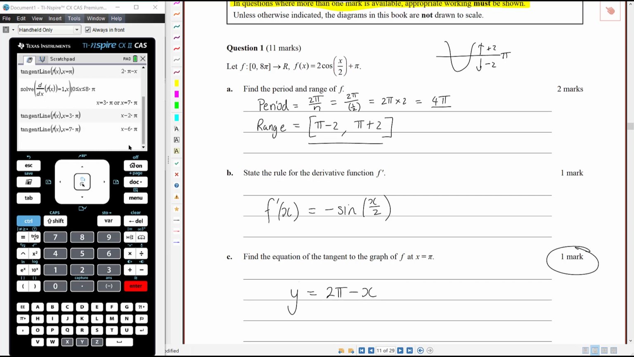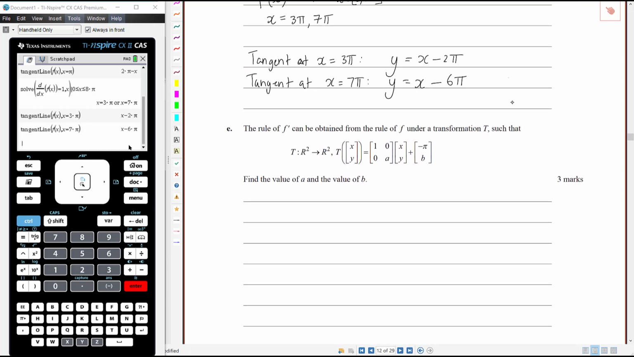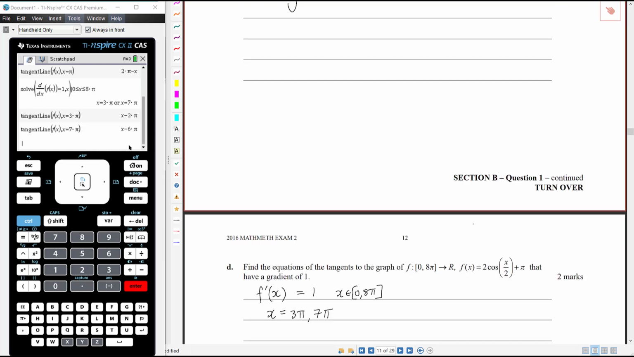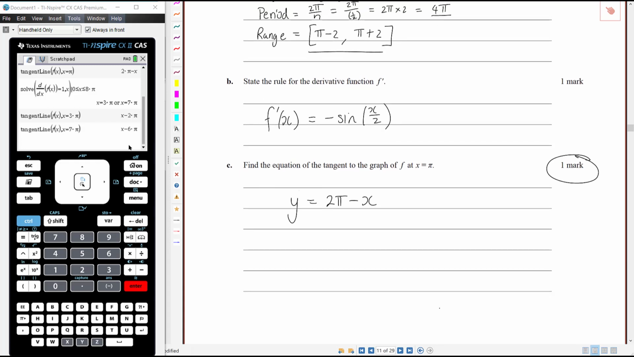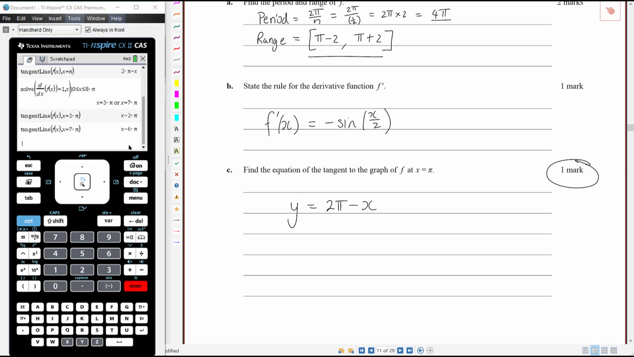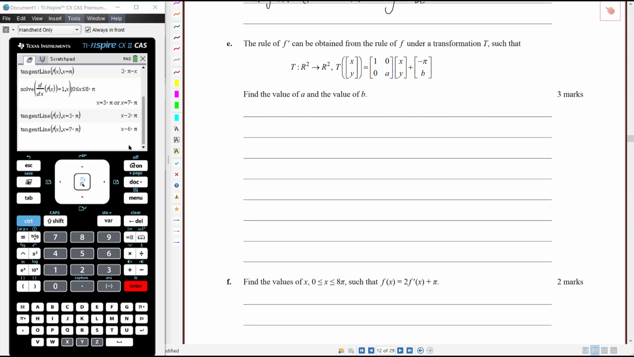Okay, so let's think about our original function, which was 2 times cos of x on 2. So we already worked out that's a period of 4 pi and a range from pi minus 2 to pi plus 2. Pi minus 2 is a positive number, so the whole graph's above the x-axis. So from 0 to 8 pi, we're going to see 2 complete cos graphs. Let me just think about what my derivative is. It's a reflected sine curve with an amplitude of 1, hasn't translated up or down, and it has the same period.